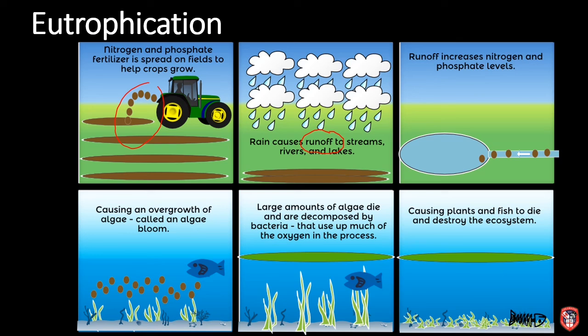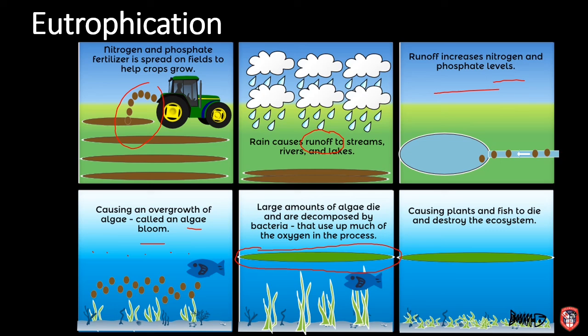Now, as it goes into the rivers and streams, it of course adds different substances into the rivers and streams, like nitrogen and phosphate. So what happens is it starts to build up in the water. What it does, in fact, is it causes a lot of green material, in this case algae, to grow on the surface, and that's called algal bloom.